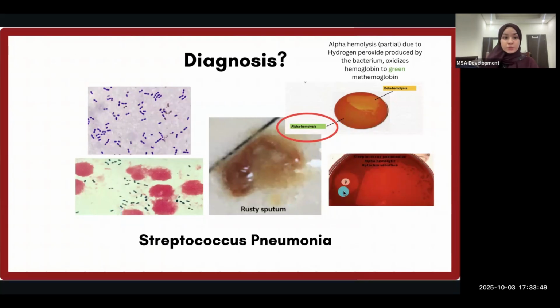And then optochin test, is it optochin sensitive or resistant? It is optochin sensitive, which is why you have this area of inhibition around the optochin disc. And it shows alpha hemolysis, so it's green. Alpha hemolysis is more green because it's partial hemolysis. Beta hemolysis is complete hemolysis, so you'll see a whitish or grayish color. And then gamma hemolysis is no hemolysis.